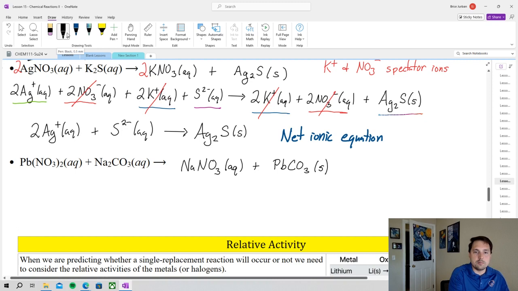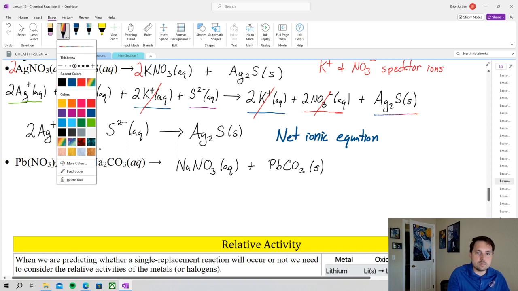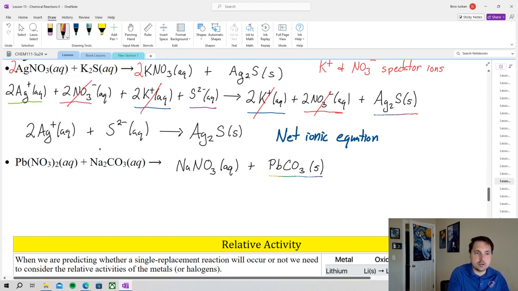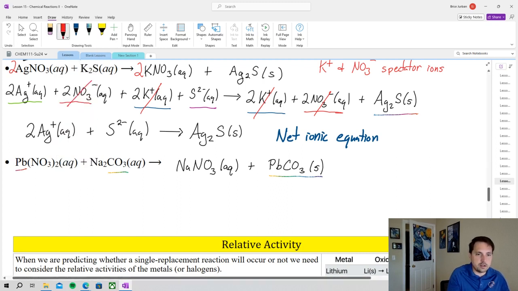And if you were to write just the net ionic equation, we're going to look at this portion here, and we'll look at the things that make it up. So it's made up of lead, and it's made up of carbonate. The other thing is I didn't balance this, so we should balance this reaction. We need 2 sodiums and 2 nitrates, and then that's good.